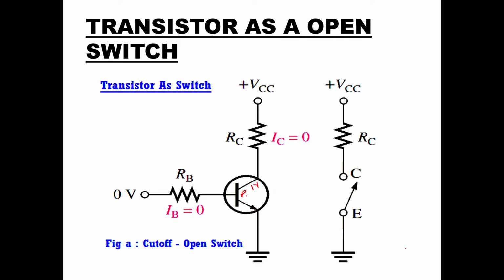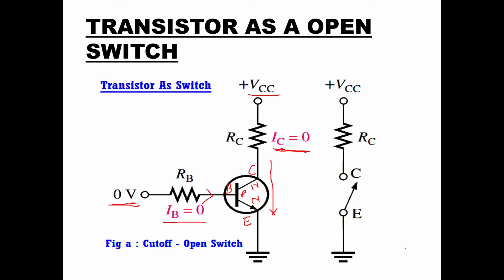So this is the base, this is the collector, and this is the emitter, the three terminals of the transistor. Now the base is connected to 0 volt. That means the base current is 0. So this current is 0 over here, and it will not drive the transistor into conduction. So the collector current also becomes 0 in spite of applying the VCC voltage here, and there is no current flowing here.